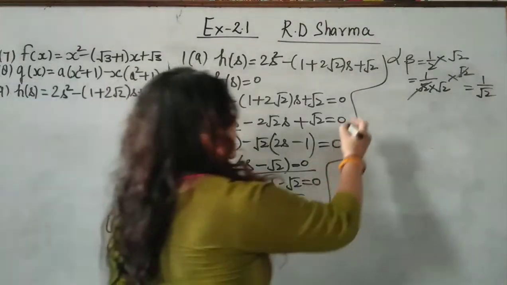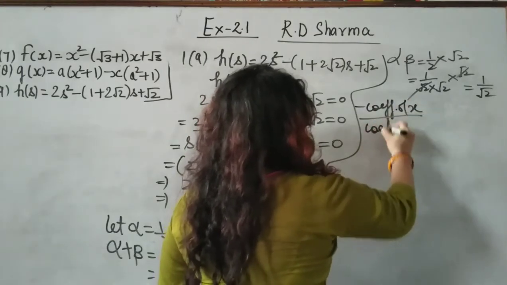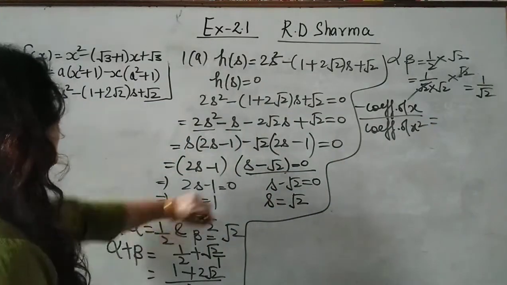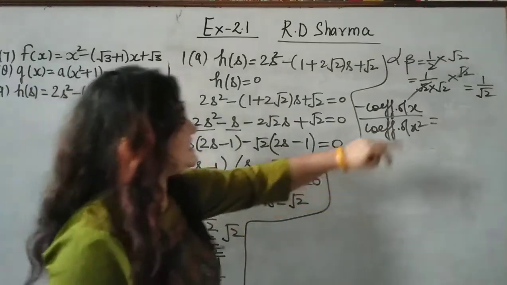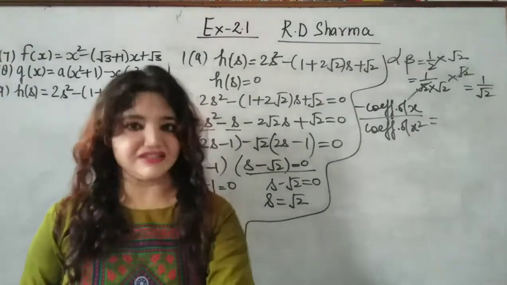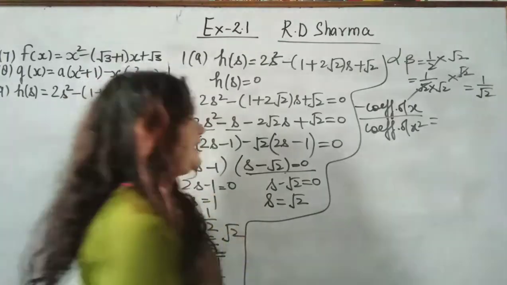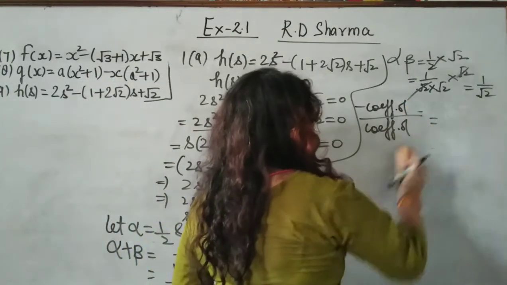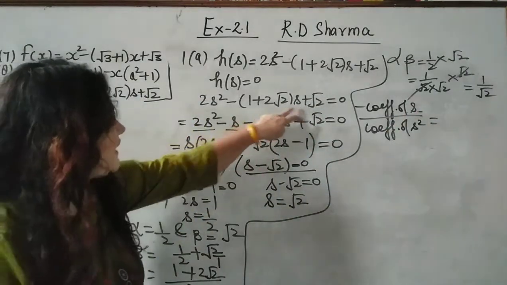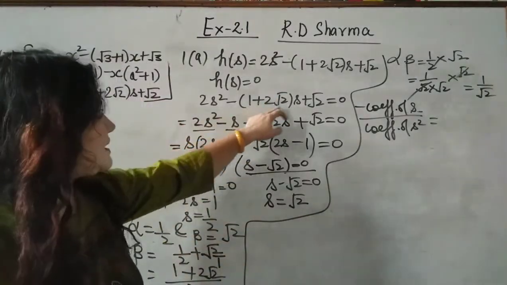And now in the terms of coefficients, we will check. Minus coefficient of x upon coefficient of x squared. Check out what is the coefficient of x. और अभी हमारा जो polynomial है, it is in the variable s. So you know very well, x के place को हम किससे replace करेंगे? s से. So minus coefficient of s upon coefficient of s square. Yes, so coefficient of s, this is minus 1 plus 2 under root 2.